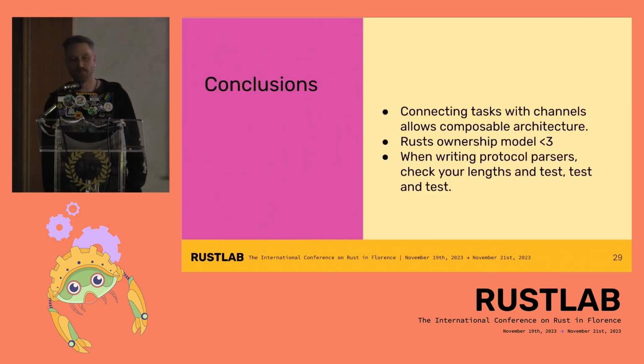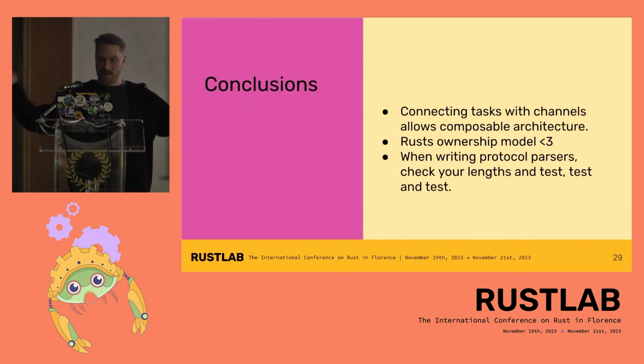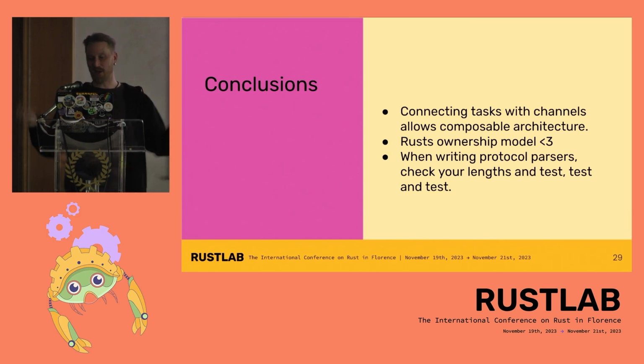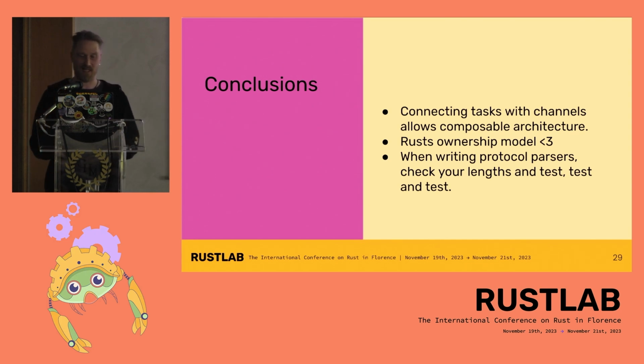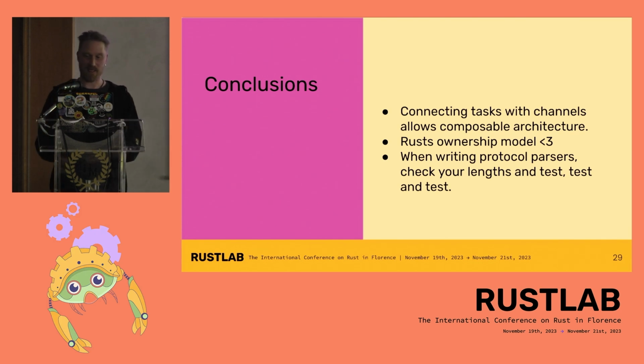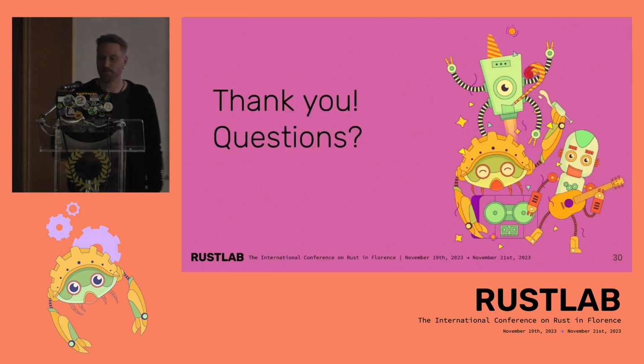So to conclude, the architecture with connecting tasks with channels allows a nice composable architecture. For example, packet processing provides a nice pipeline that can be extended and modified easily. And Rust's ownership model, I thank it a lot. I have found myself to be a better programmer because of it, and I like that it keeps me safe. And then when you are writing protocol parsers or parsing any data from an unknown source, always check your length fields and write some tests, and then add a couple more tests. So, thank you.